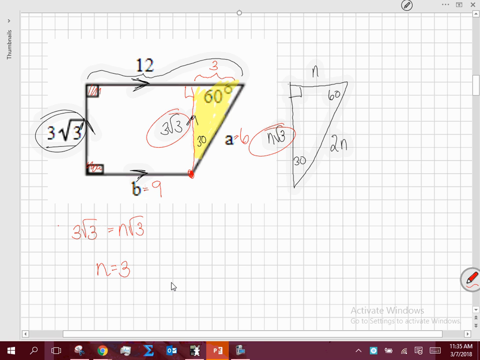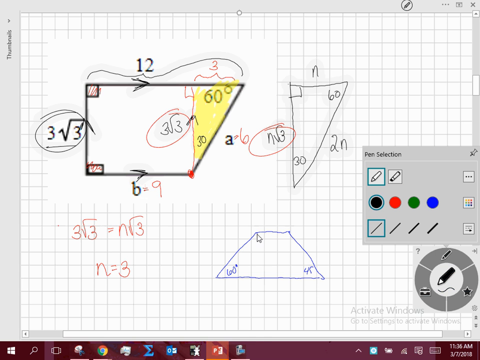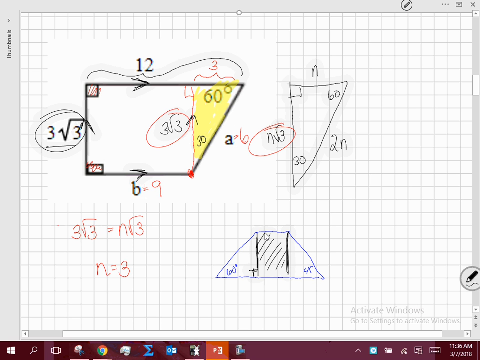And sometimes, guys, you might see something like this. Let's say that I gave you something like that. Let's say this is 60 degrees, and let's say that's 45 degrees. Would you guys agree that there is a 30, 60, 90 triangle right there, and then a 45, 45, 90 triangle over there? And then this thing here is still going to be a rectangle, right?